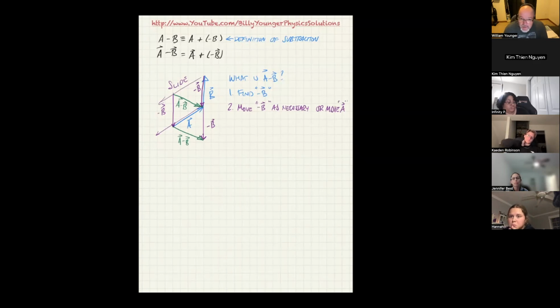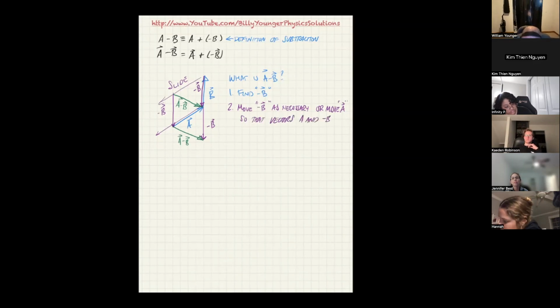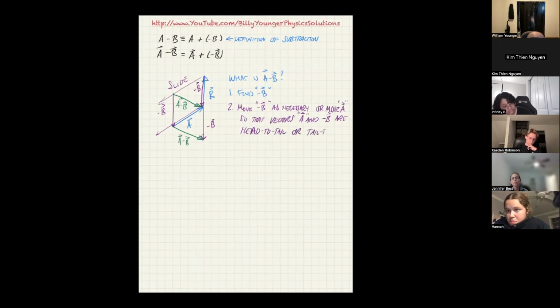So that's how you do it. It says move negative b as necessary or move a so that vectors a and negative b are head to tail or tail to tail, because we know how to deal with addition for both of those. Use rules for those configurations.